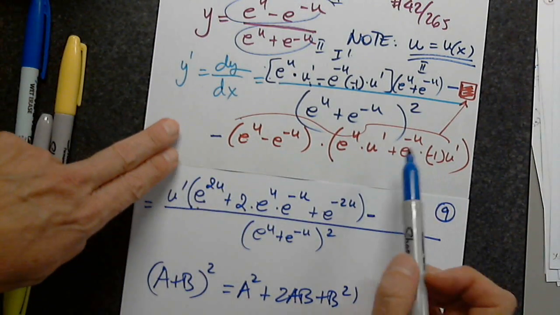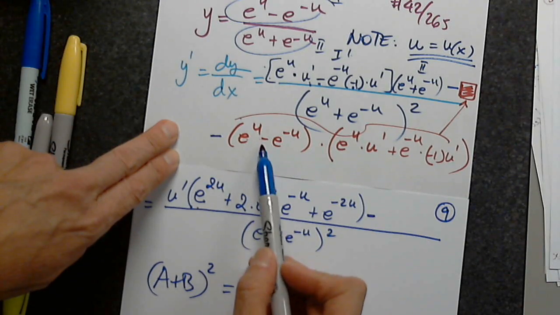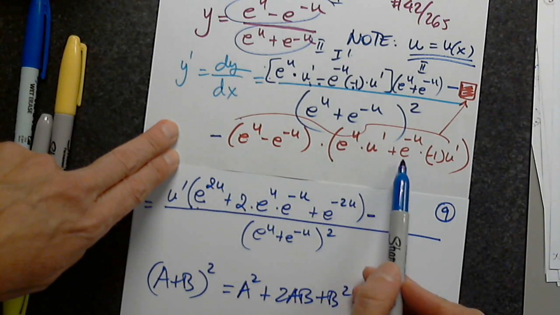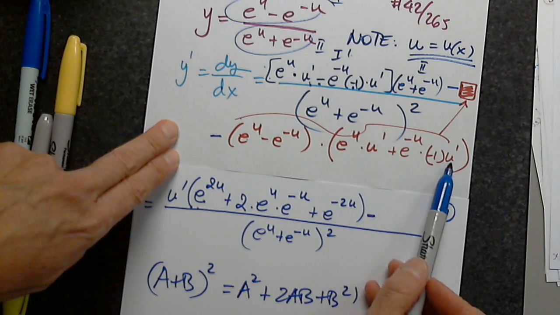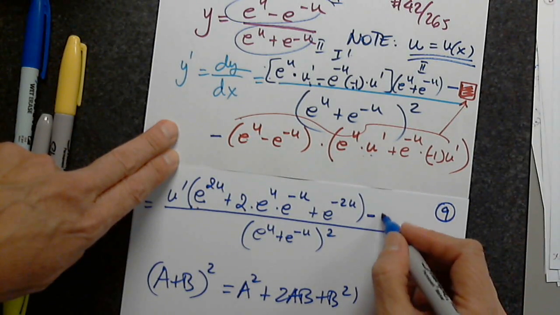So let's check. So again, it happens that e to u minus e to negative u is e to u minus e to negative u, but of course I have to factor out u prime.